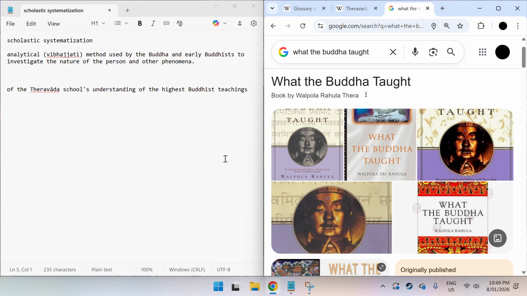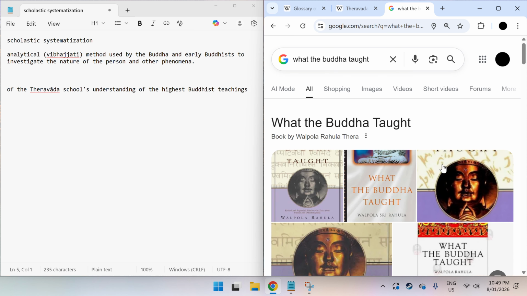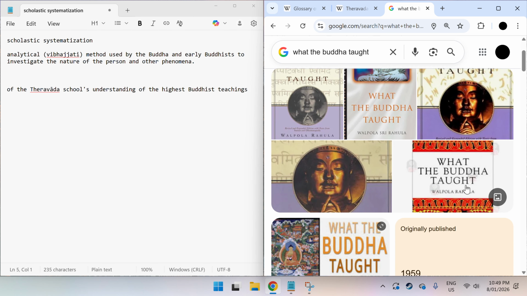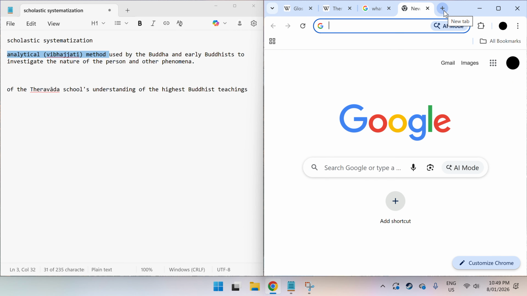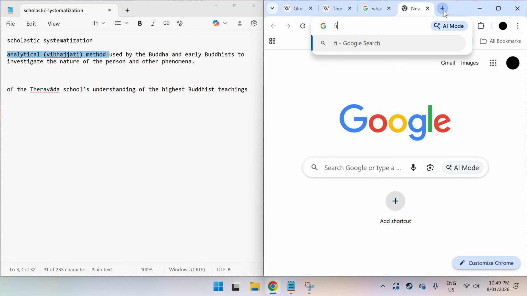And I know that there's a lot of other schools who look at other bits from the scriptures, from the sutras, and it gives a very wide-ranging picture of him when you look at them all. But this one, it's a really good book. But when we're looking at this analytical method, I come back to this list often, the five hindrances.